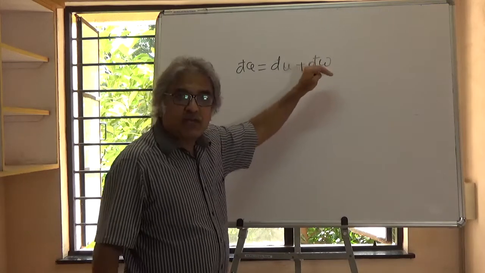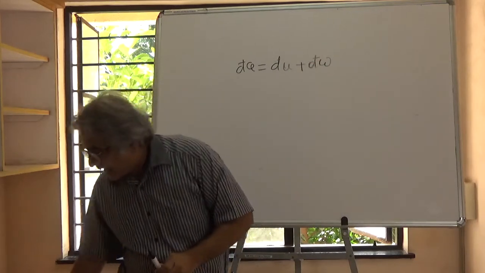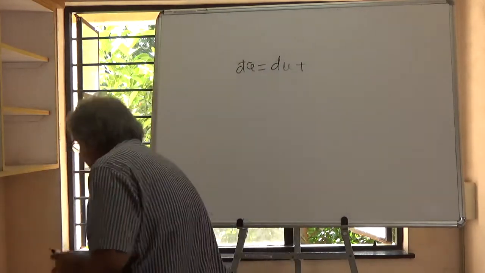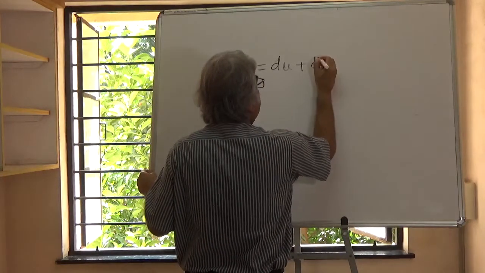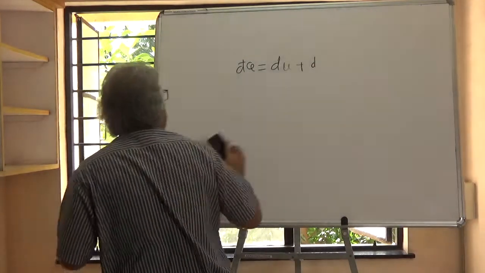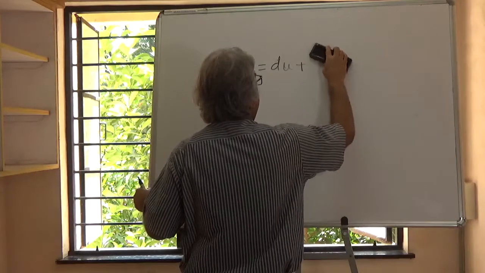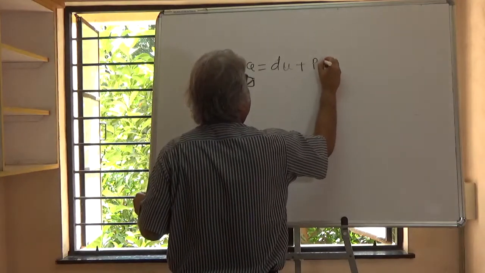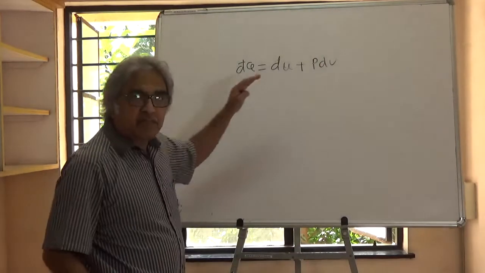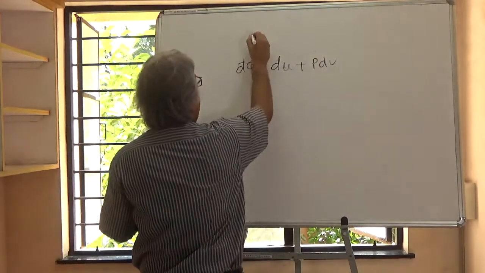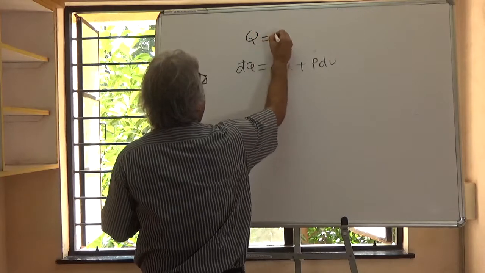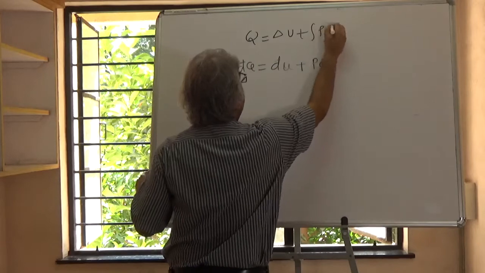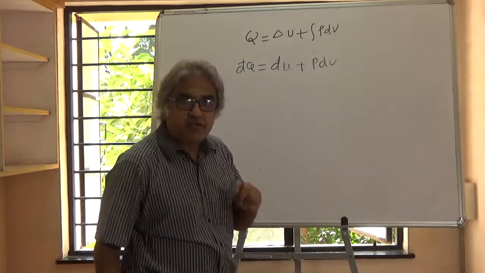We'll consider this work transfer as only PdV work. So I am going to replace dW by PdV, because there could be other forms of work transfer, but mostly we are going to consider PdV work. So this is the expression in differential form. Essentially, what I am writing is Q is equal to delta U plus integration of PdV. This is the first law of thermodynamics applied to a process.